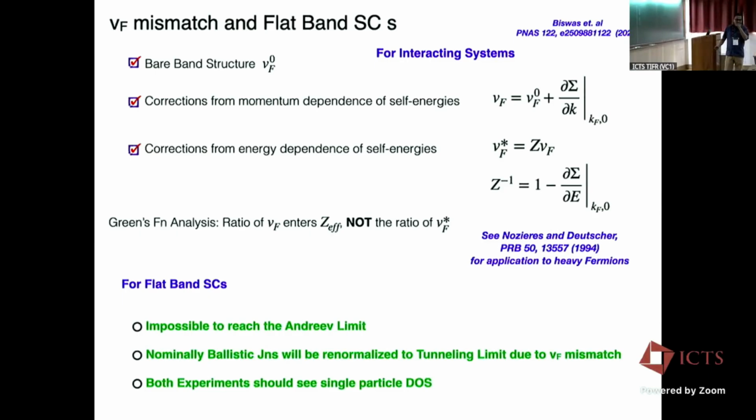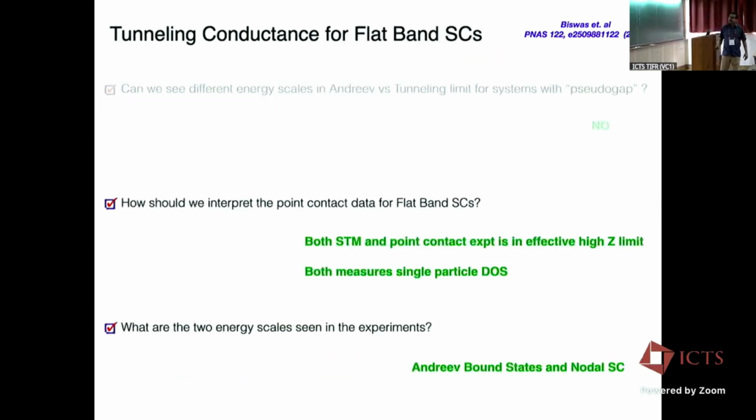Or yeah, fine. So what we realize out of all this is that it's impossible to reach the Andreev limit for flat band superconductors, because this is a flat band, your tip is a metal, there's a huge mismatch of Fermi velocities. So even when you're crashing your tip, you are effectively at a high Z barrier potential. So you cannot interpret it as just Andreev reflection like that. And so effectively both experiments see some sort of a single particle density of states. Okay, so the question then is, why do they see something different?